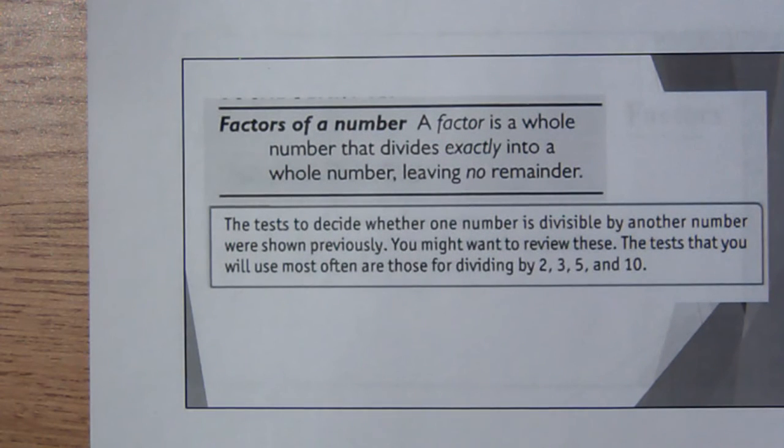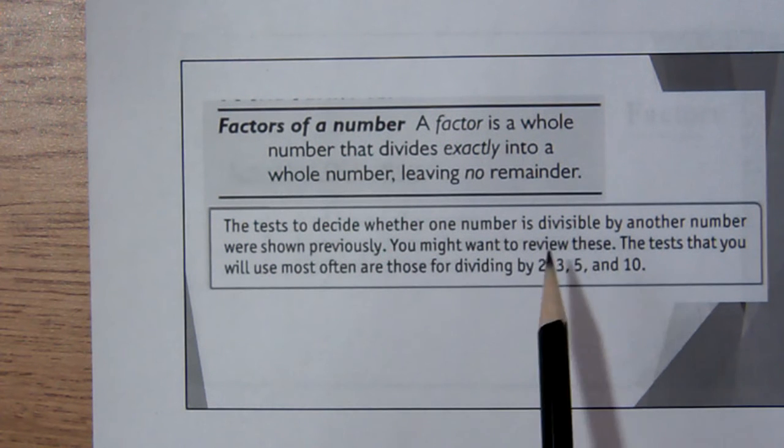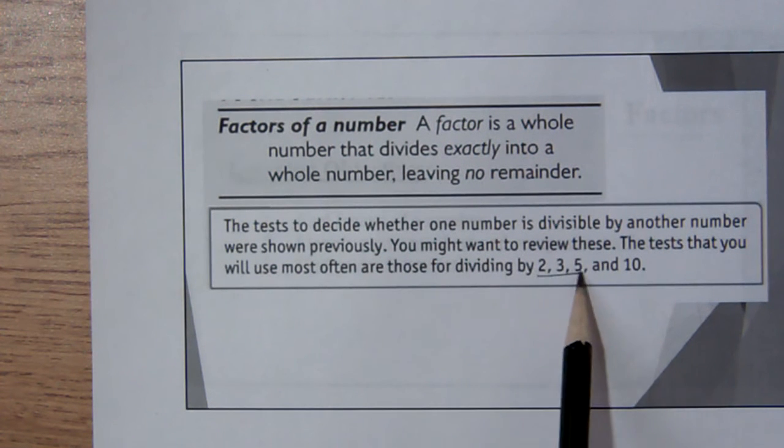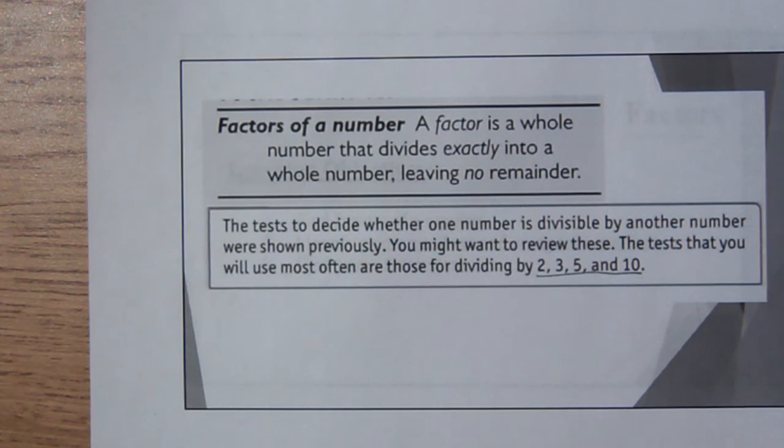Factors of a number are defined this way. A factor is a whole number that divides exactly into a whole number. There is no remainder. And the divisibility tests that we studied earlier, especially the ones for these numbers, are going to prove very useful as you go forward and do these kinds of problems.